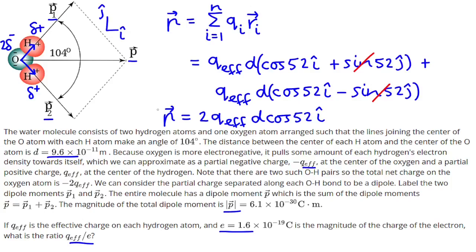So the magnitude of this dipole moment is the x component. So you can substitute the given values for the magnitude of the dipole moment and the distance between the charges, and solve for the effective charge, and then divide this by the elementary charge to get the ratio asked in the problem.